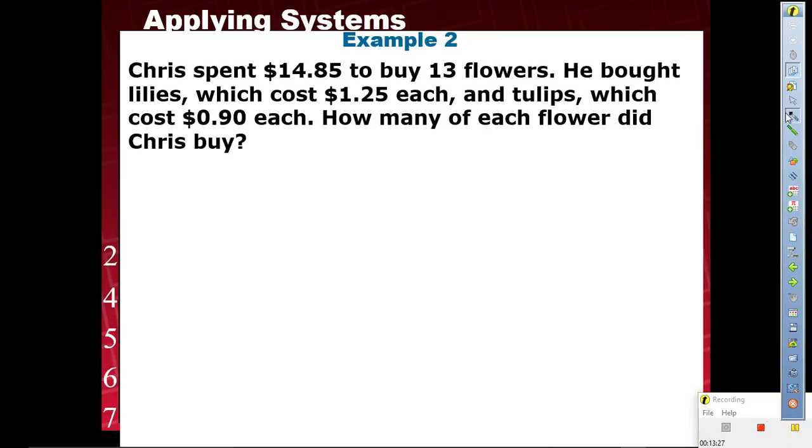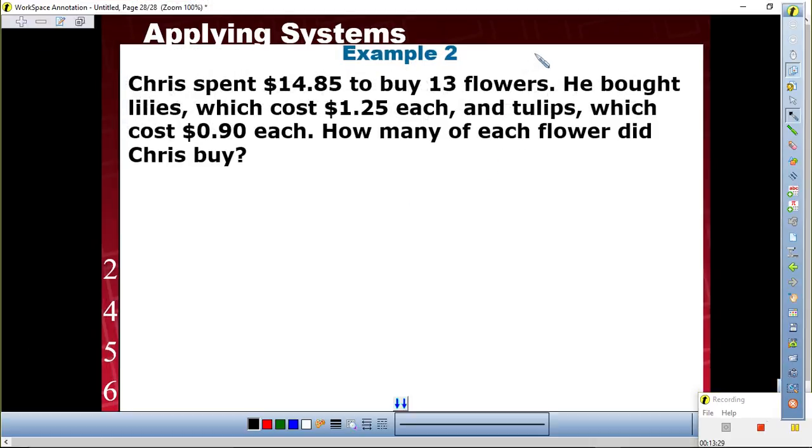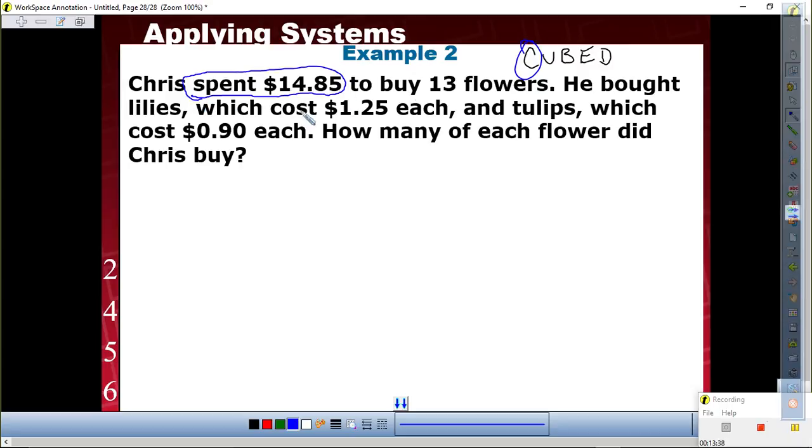All right, let's see. Let me circle important numbers. Important numbers is that Chris spent $14.85, 13 flowers. Lilies cost $1.25, and tulips cost 90 cents. Okay, that's important. Underline the question. How many of each flower did Chris buy?